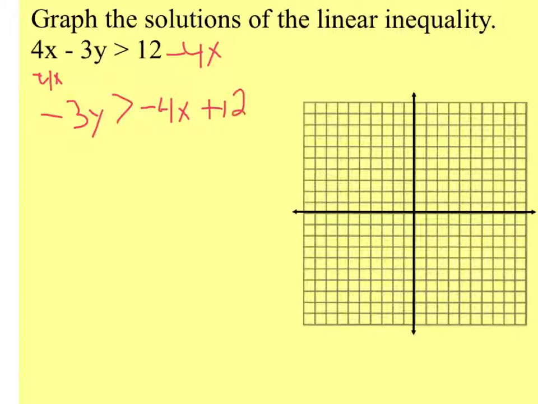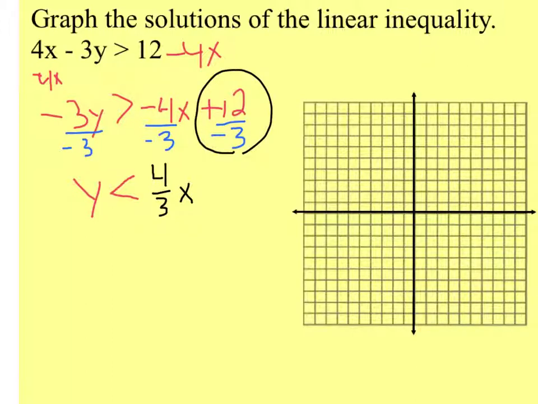Now, remember inequalities. I'm going to divide both sides by negative 3. Okay, remember, if you divide by a negative, you've got to flip this. You've got to flip it. So don't forget. It looks like this. This becomes y, and this becomes less than instead of greater than. And then my slope becomes positive 4 over 3. And then my y-intercept becomes negative 4 or minus 4.